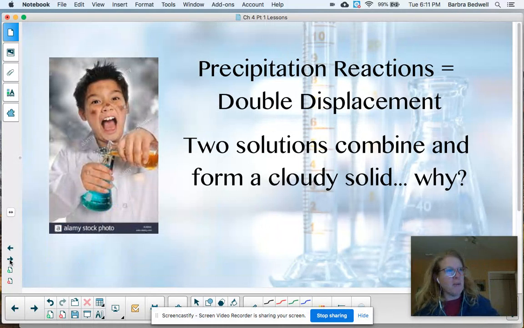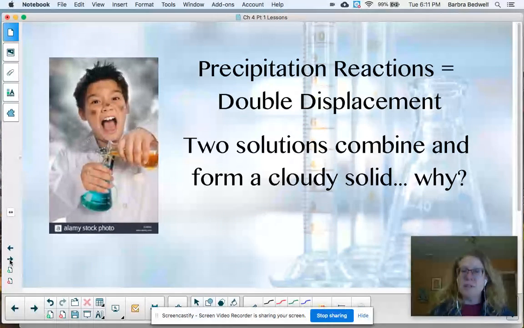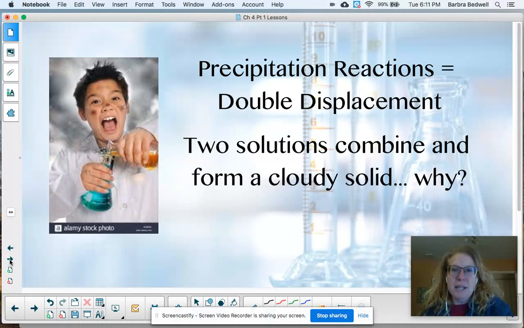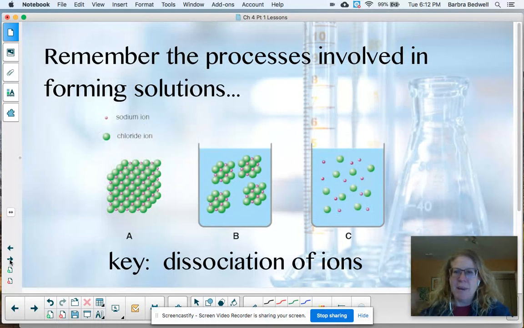Just as a reminder, precipitation reactions, when we use that particular phrase, we're not talking about making it rain. We're talking about double displacement reactions, ion exchange. And we're taking two aqueous solutions, combining them together, and hopefully or potentially producing a solid product as well as another product. So why is that? What's happening, like I said, behind the scenes?